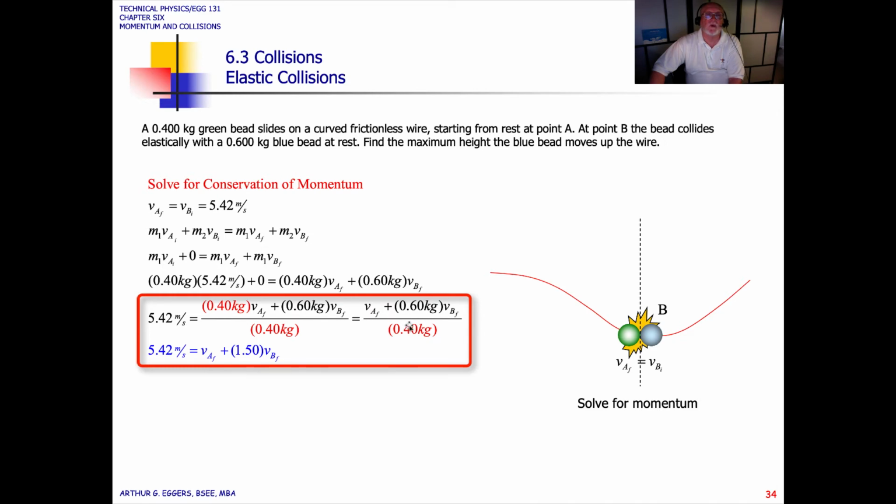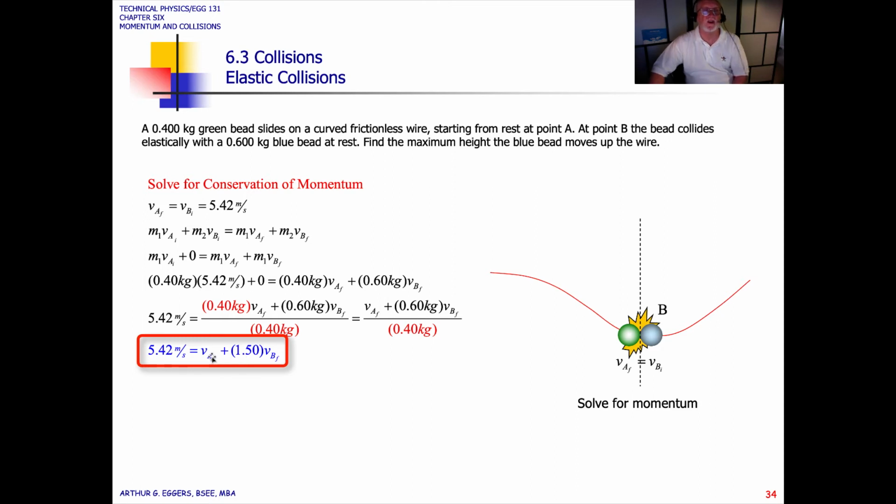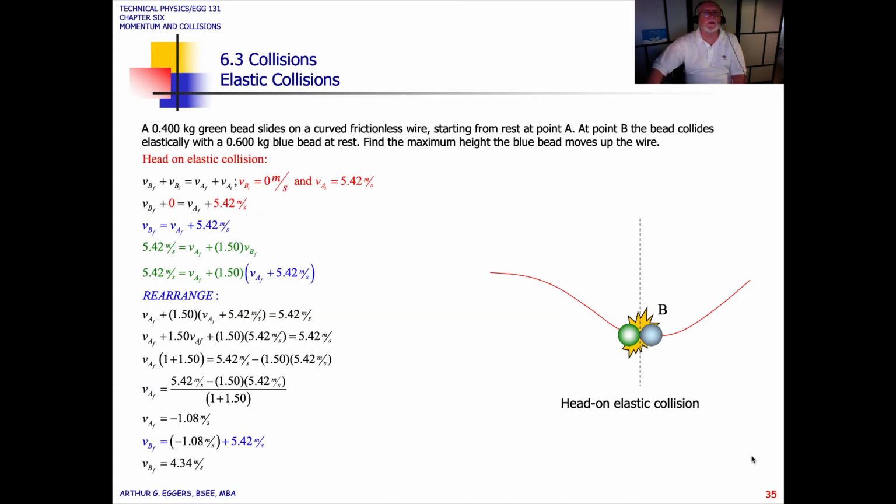So now when I solve for velocity A final, I can get this far and I'm stuck. I know that this becomes 1.5 times velocity B final. So that's as far as I can get on that problem, so I need to do something else. The something else that I'm going to do is solve for a head-on collision. So I have left this part of the problem.